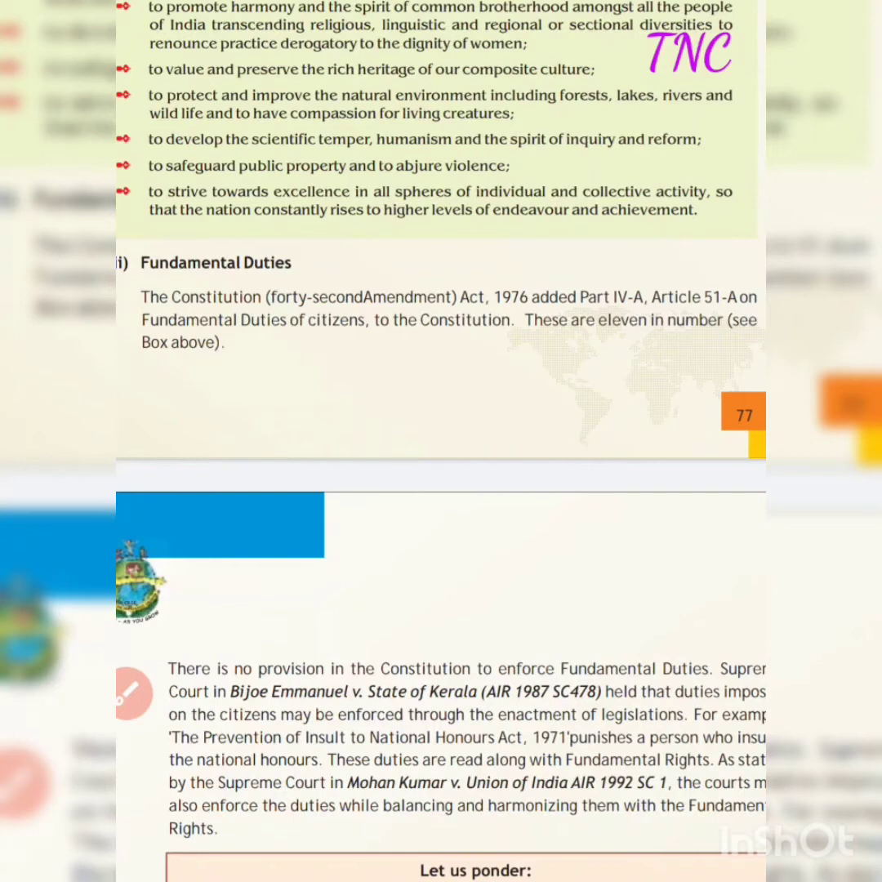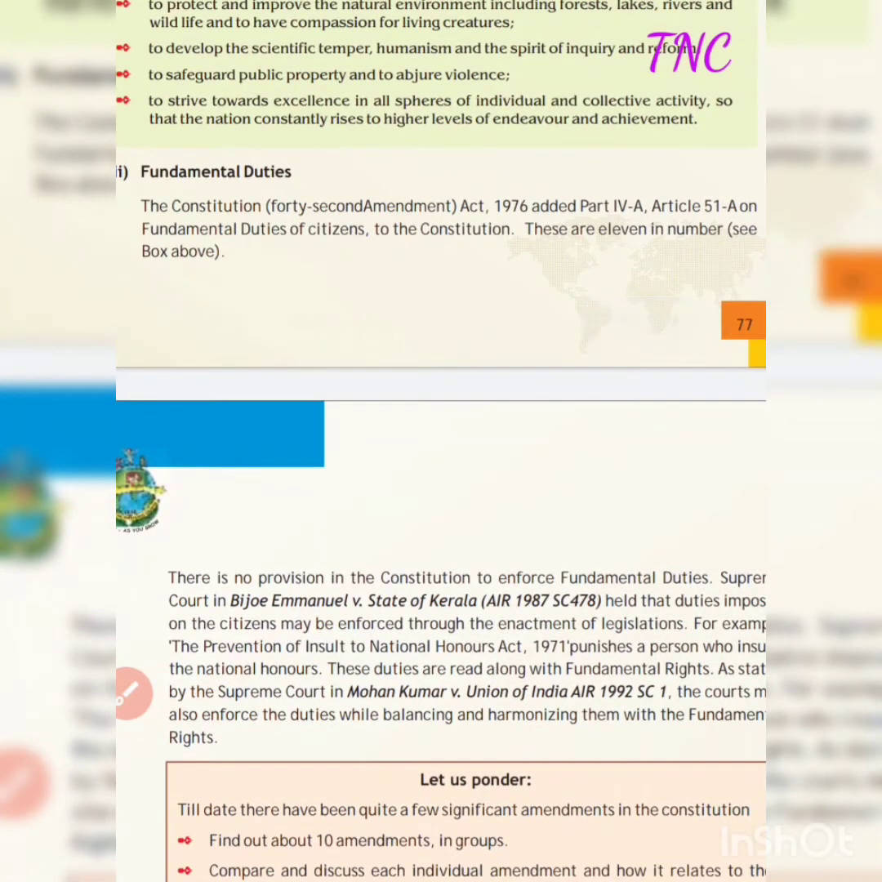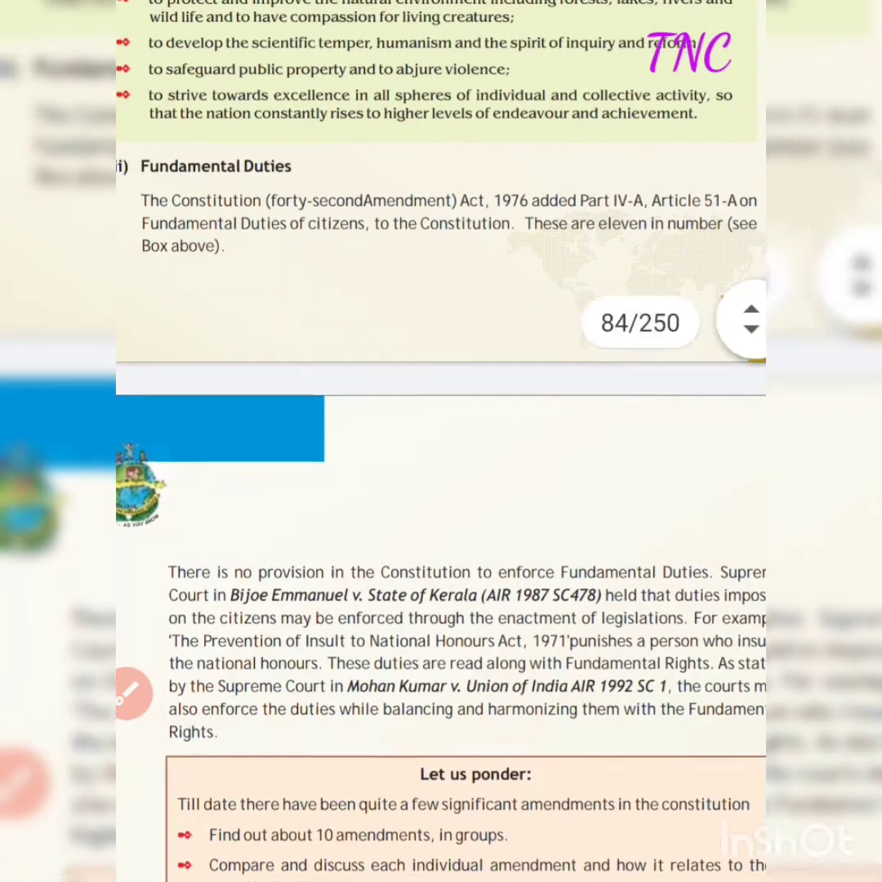To strive towards excellence in all spheres of individual and collective activity so that nation constantly rises to higher levels of endeavor and achievement. So it's not a duty but it's just what the nation expects from you, that you have to excel or you have to be an expert in different spheres of life or different arenas of co-curricular or curricular activities so that nation, the name of India, rises to higher levels continuously and it achieves more and more.